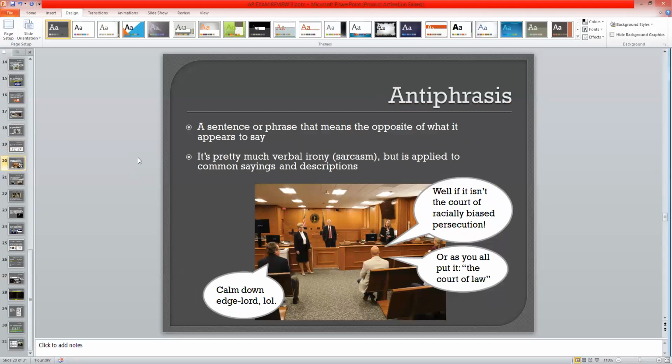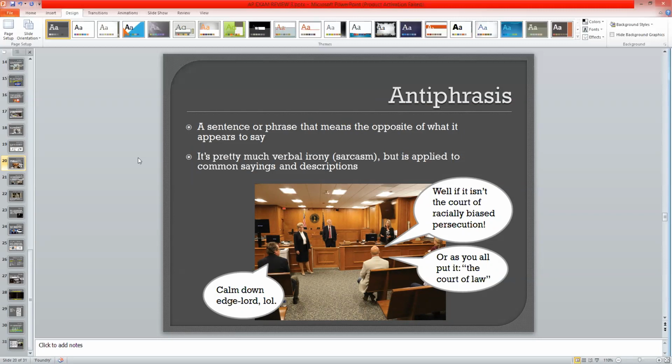Antiphrasis. A sentence or phrase that means the opposite of what it appears to say is pretty much verbal irony, but it's applied to common sayings and descriptions. So this is the example I give to make more use of it. You see this scene over here is a courtroom, and we call this the court of law. That's the conception that we all have. That's the norm that we have.